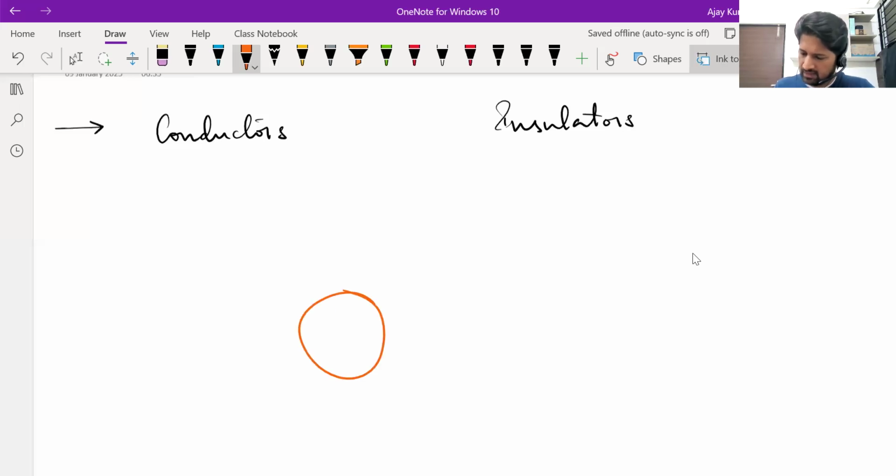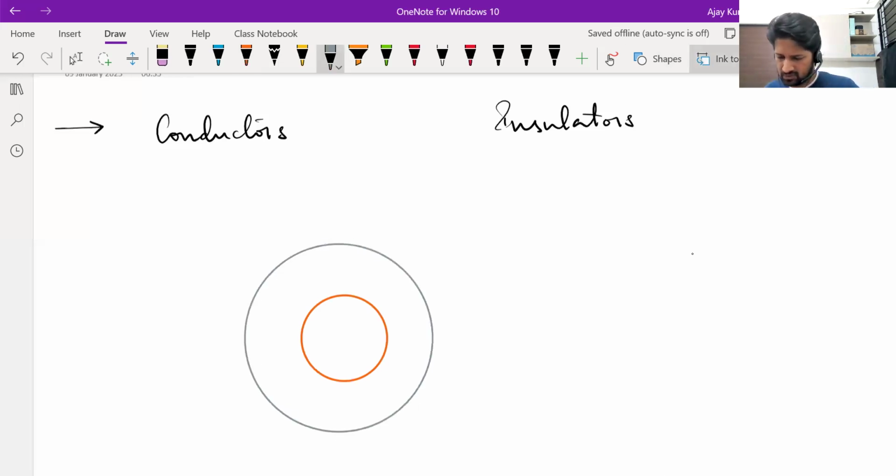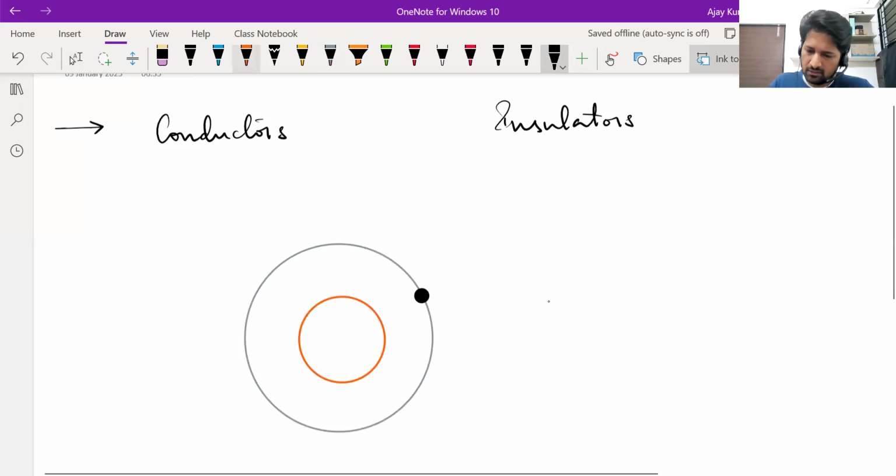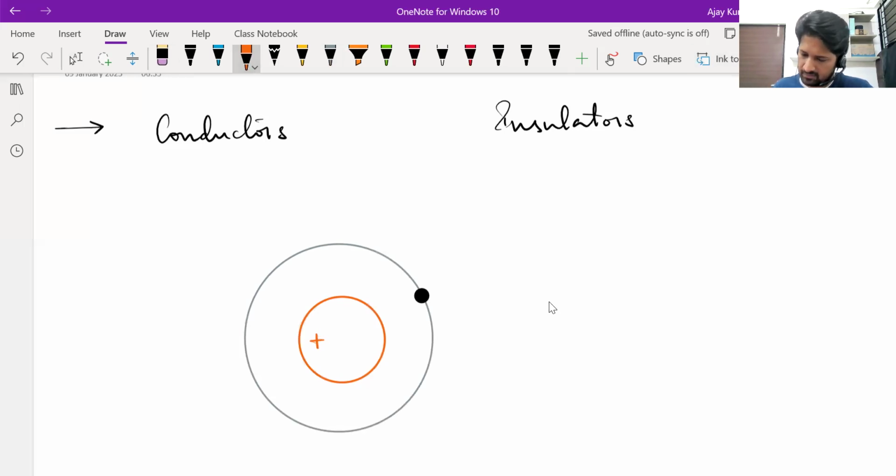See, in an atom, we know electrons revolve around the nucleus. Let's consider an electron revolving in this orbit around this nucleus. Nucleus is positively charged. It has a charge of plus Ze. Electron has a charge of minus e.